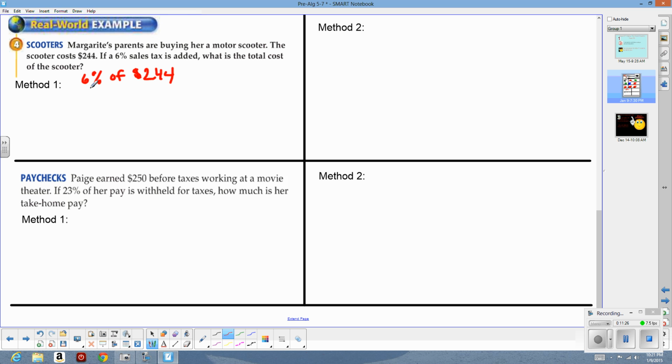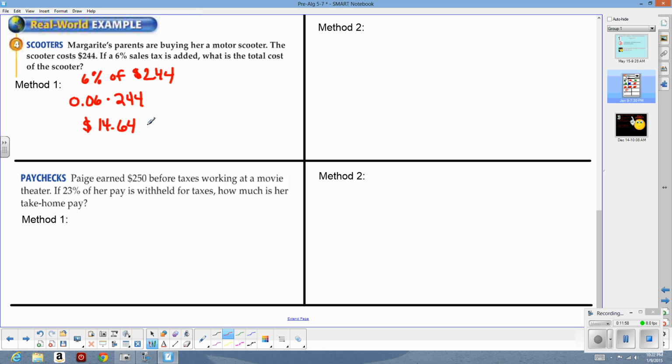6% of $244 would be changing this right here to 0.06 times 244, because we're trying to find 6% of 244. So 0.06 times 244, and that's going to equal $14.64. That's going to be the tax.